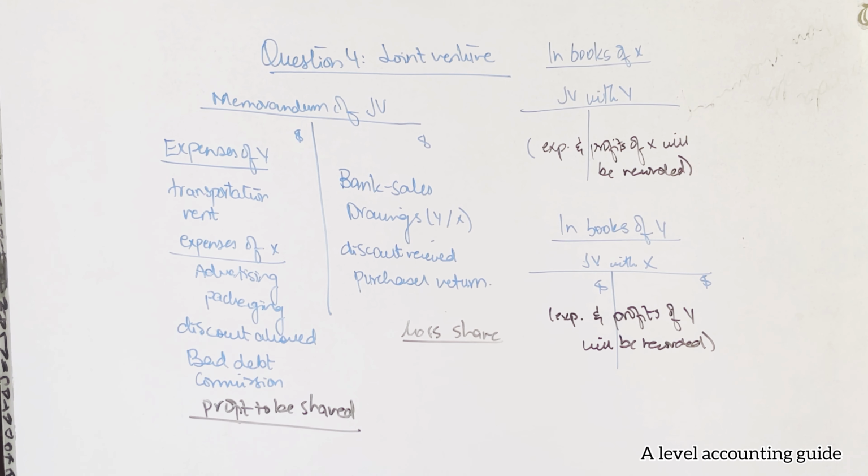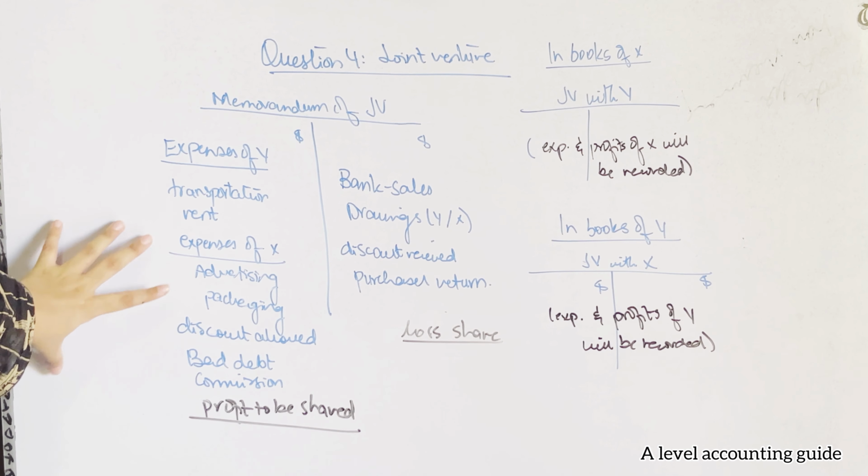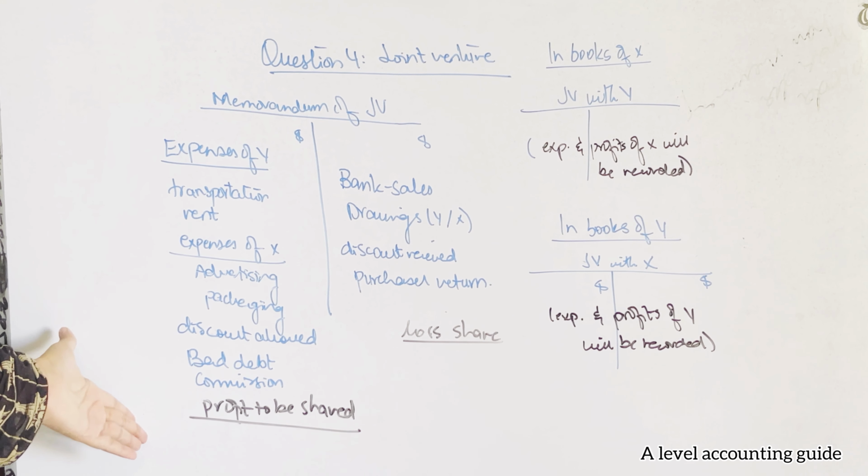The memorandum of joint venture is prepared, in which on the debit side you record the expenses of Y and you record the expenses of X. All these expenses can be included, like transportation, rent, advertising, packaging, discount allowed, bad debt, commission, and any expenses incurred are recorded here for both persons in the joint venture. And also you record the profit to be shared between the partners, or you can say co-ventures.